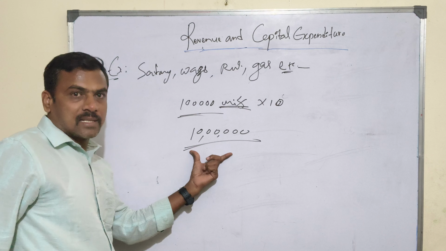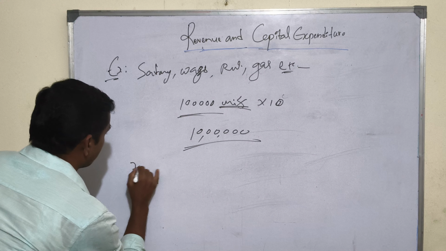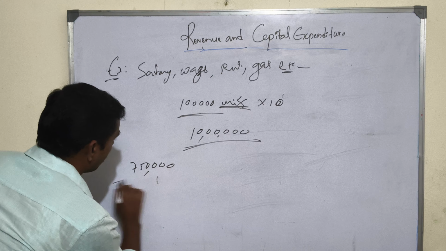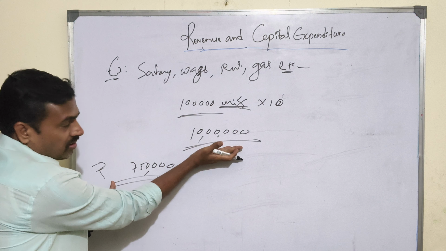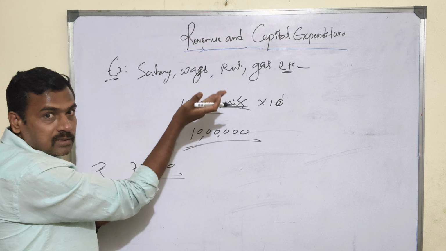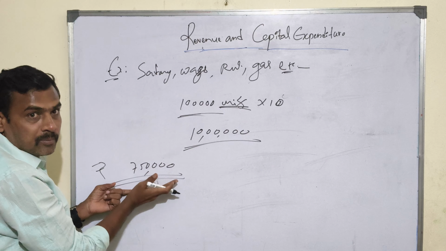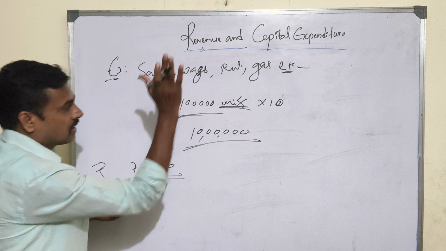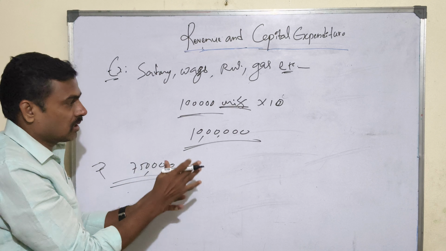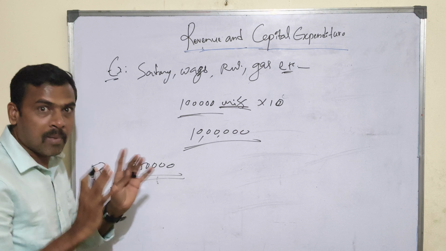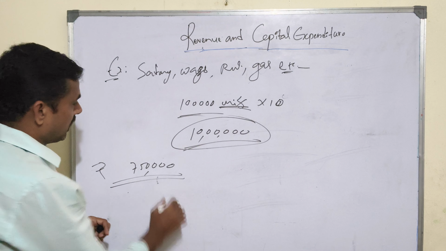To earn the 10 lakhs revenue, what are my total expenses? Say my total expenses are 7 lakhs 50,000. To earn the 10 lakhs revenue in a particular accounting period, my total expenses incurred are 7,50,000. These 7,50,000 expenses and the 10 lakh sales revenue should be recorded in the same accounting period. This is called the matching concept. Very important.